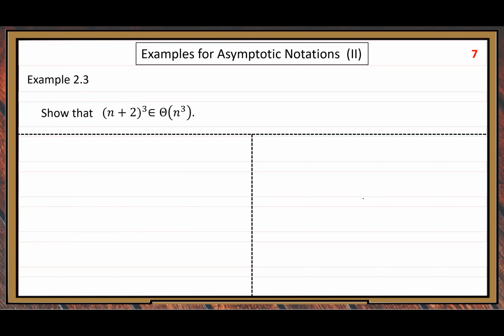Example number 3, this time, big theta, but we want to find both upper bound and lower bound. A little harder. First, if you use the limit way, then it's much simpler. So let me use the limit way first.